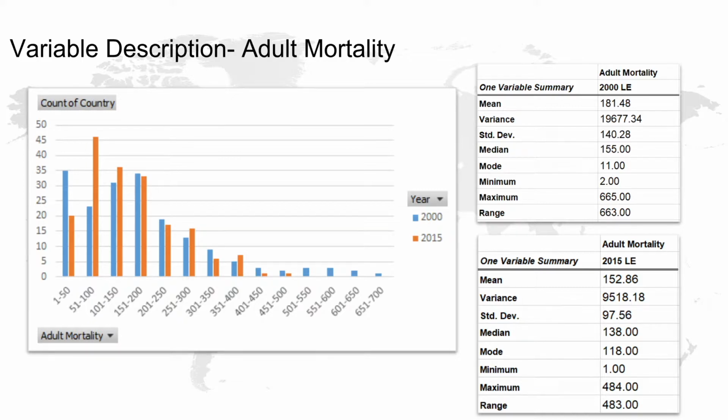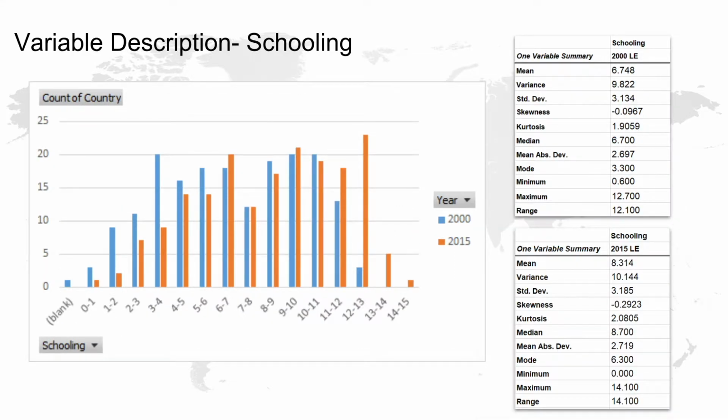You can also see that adult mortality, if you focus on the maximum values from 2000 and 2015, you can see that the probability of adult mortality is lower in 2015 than in 2000. And the mean and median number of years in school in 2015 are higher than 2000, which means that the education coverage has improved over the 15 years.